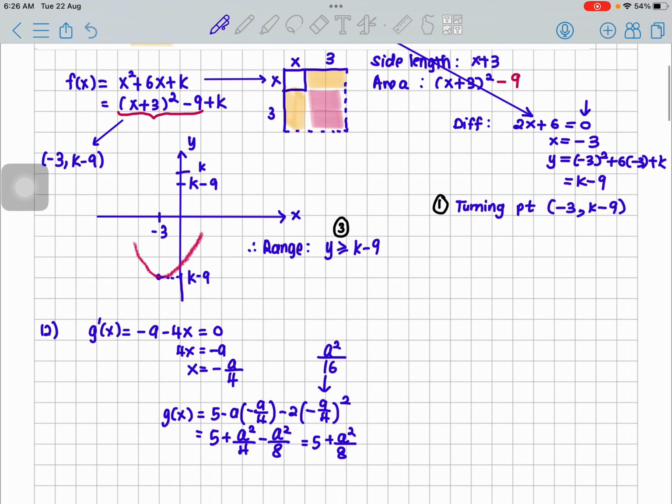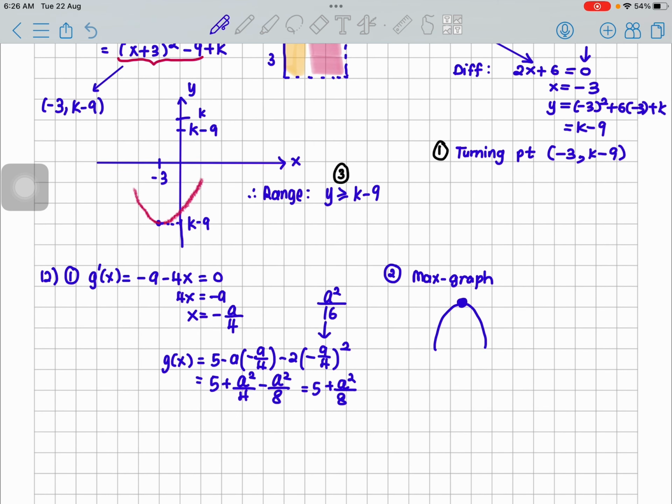So if it is a maximum graph, okay, let's do step number 2. You know it is a maximum graph, and a maximum graph will have this parabola shape, and this is the highest y value that you can ever get in the graph. So you know that that y value is 5 plus a squared over 8. So now you are locating the range. Where will the range be? Okay, let's just create the y-axis, and you know that this is your y value, and you will be taking anything lower than that.